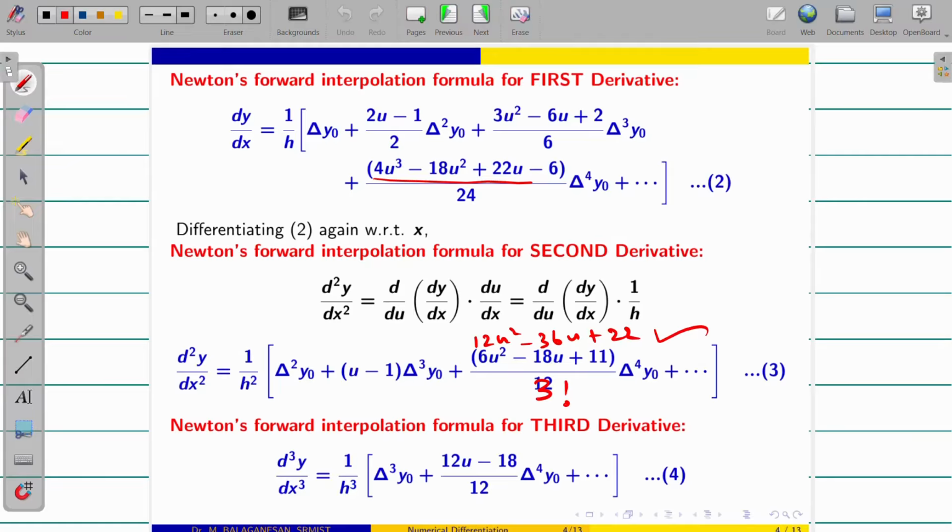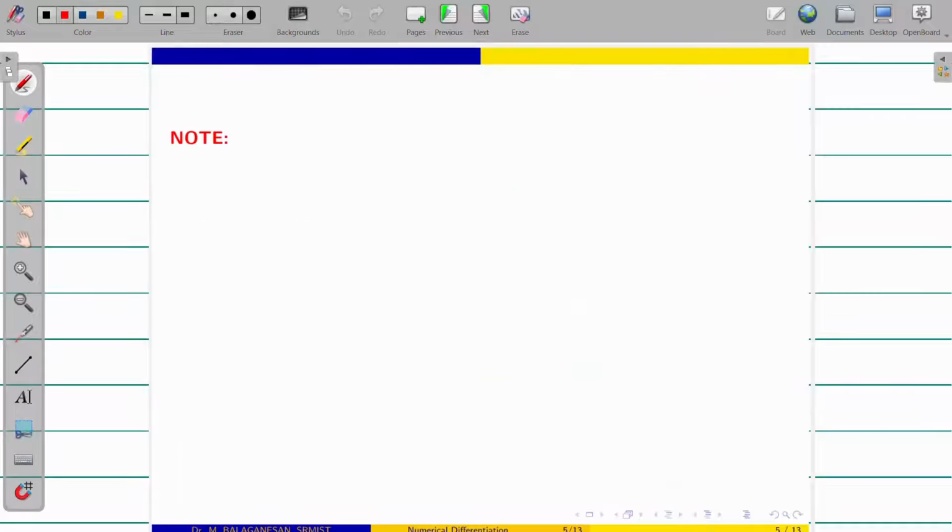Forward interpolation, because we have taken the forward interpolation formula only. Similarly, we can prove the same for the backward interpolation formula. You no need to derive everything again. If you know how to derive the derivatives for the forward interpolation formula, it will be easy to write the backward interpolation formula.